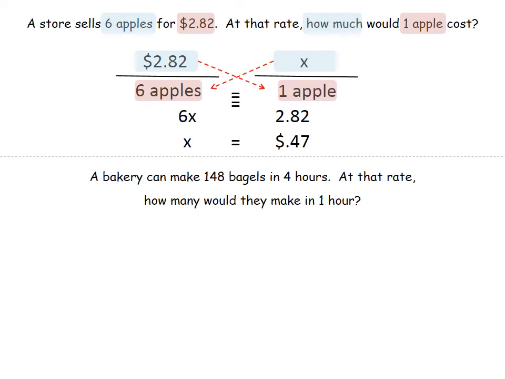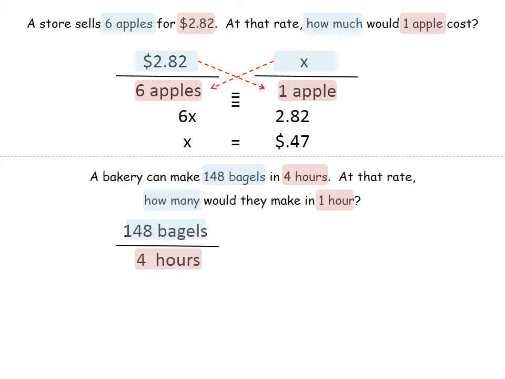Let's do another problem. In this case, a bakery can make 148 bagels in 4 hours. At that rate, how many would they make in 1 hour? So same process here. We look at what we know, it's 148 bagels in 4 hours. We look at what we have to do to solve the problem. We have to figure out how many they would make in 1 hour.